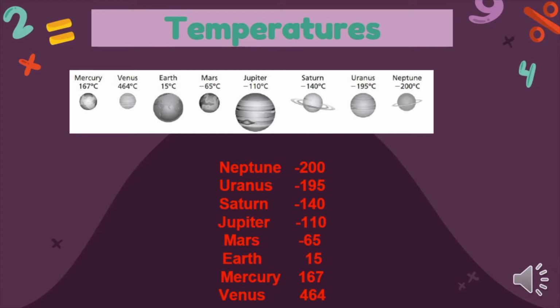So we just put the numbers in order from coldest to warmest. This further shows Carrie's reasoning was incorrect because Mars, which is negative 65, is still closer to Earth, which is the positive numbers, which means it is closer to 0.